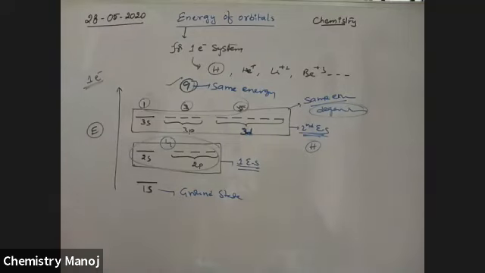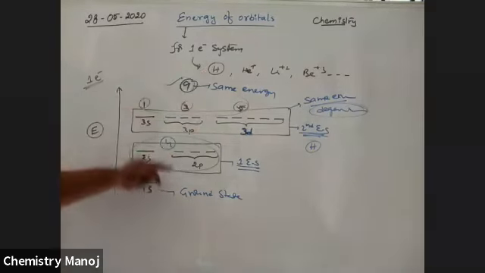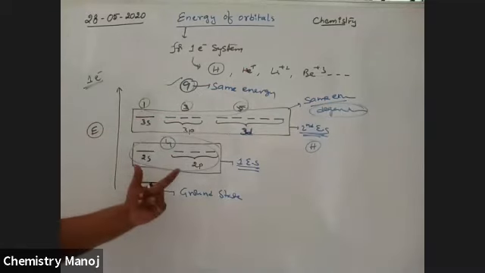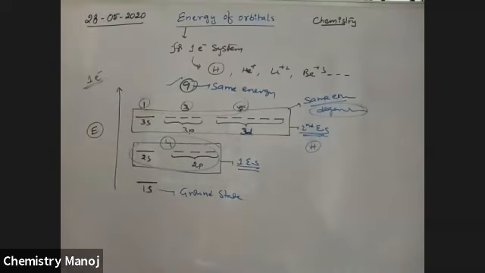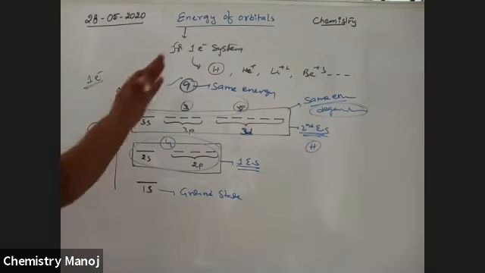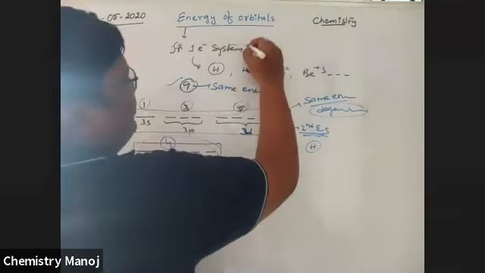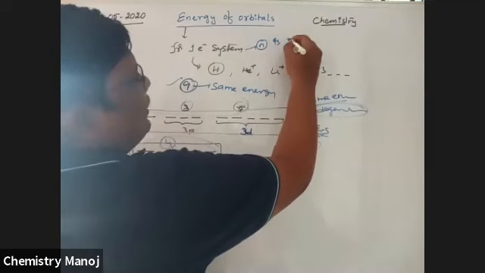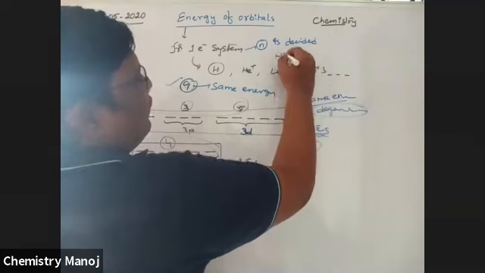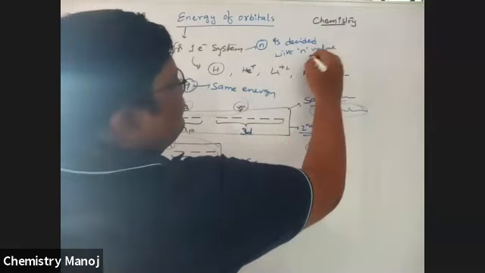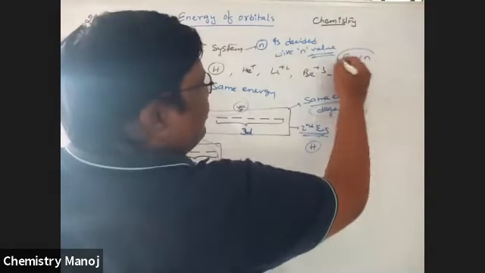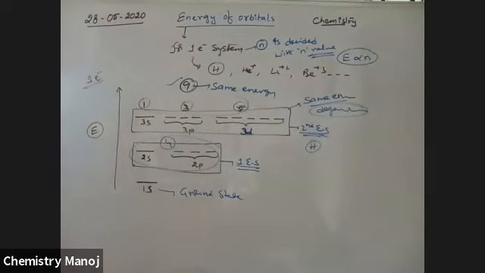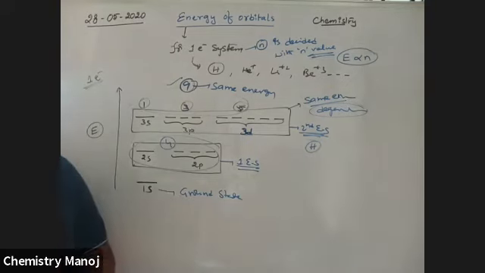So for hydrogen or hydrogen-like species, that is, for a single electron system, as the n value increases, energy increases. Orbitals having the same n value have the same energy. That means energy is decided by the n value for a single electron system, so energy is directly proportional to n. If n is the same, automatically the energy is also the same.